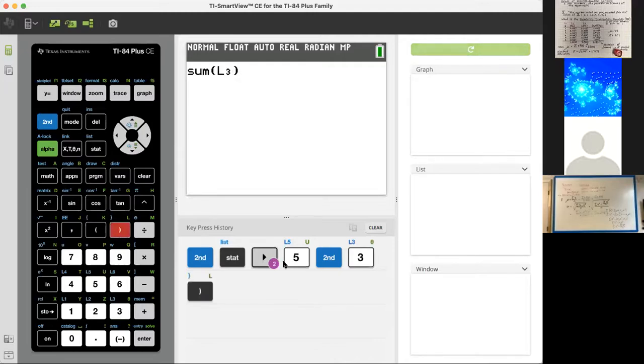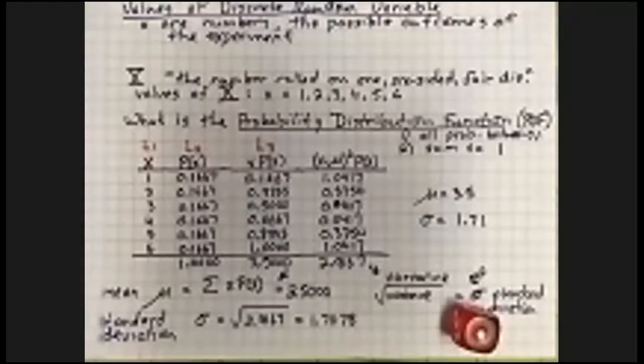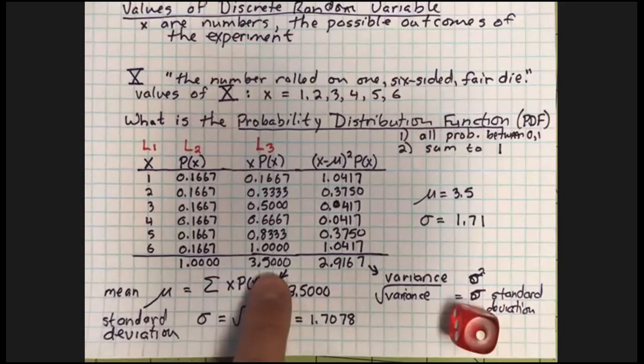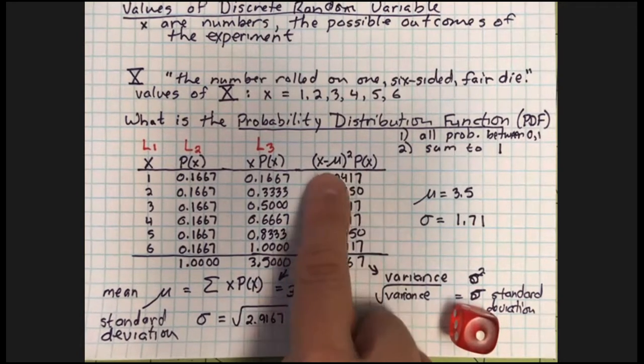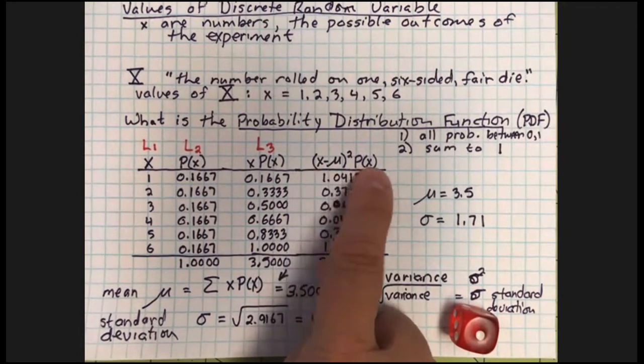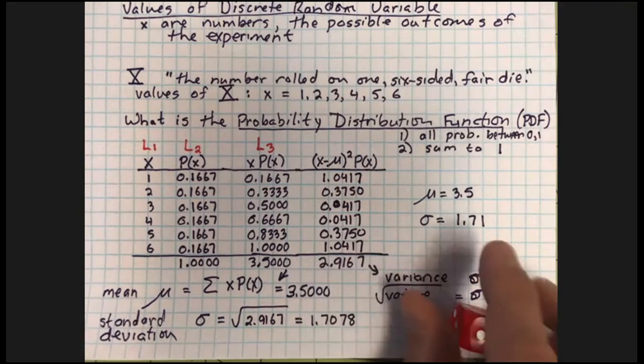When I sum column L3, this is what I get: 3.5. You're not surprised about that because you knew it was going to sum to 3.5. Remember on my paper, we added those up to 3.5. Okay, now if that column impressed you, let's try this column because this column is a very busy column. You're doing several calculations here, but I want to do them in the calculator automatically.